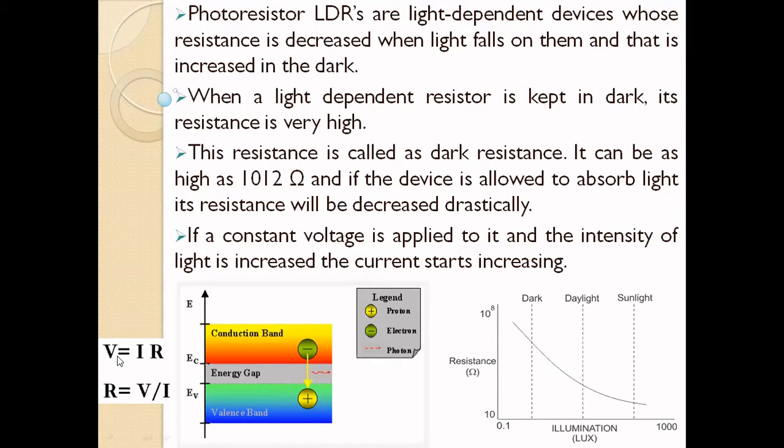You all know the formula V equals IR. So V is constant. I am giving some constant voltage, 5 volts. Now R is equal to V by I. When light falls on the LDR, a current will flow depending upon the amount of light. So more light, more current. When the current increases, the resistance decreases, since they are inversely proportional. So as current increases, resistance automatically decreases.